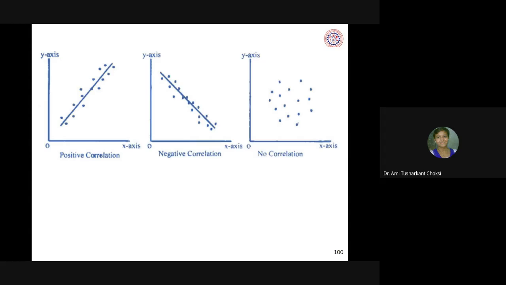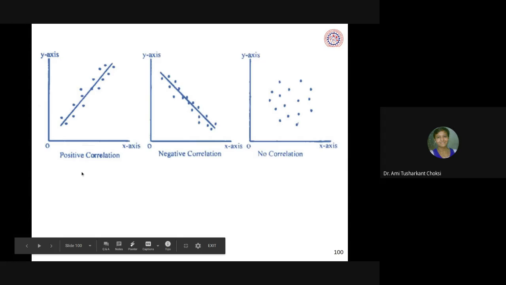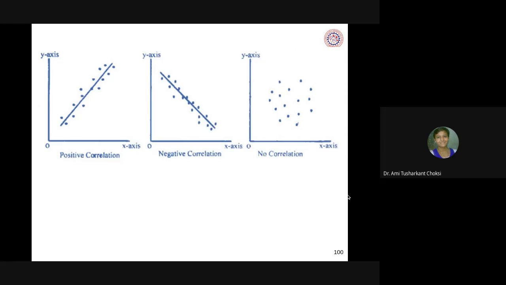So this is what we have talked of. What do we mean by positive correlation? What do we mean by negative correlation? And what do we mean by no correlation? Right? Till now we were talking. Now we can see the figures, so you can understand that very easily.